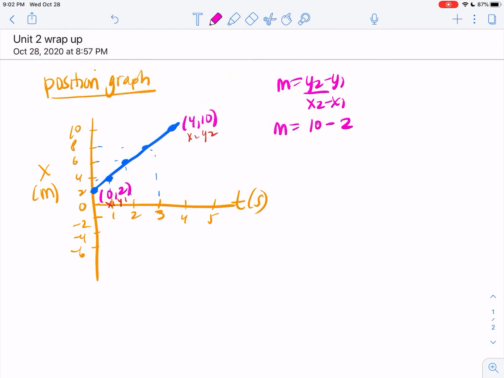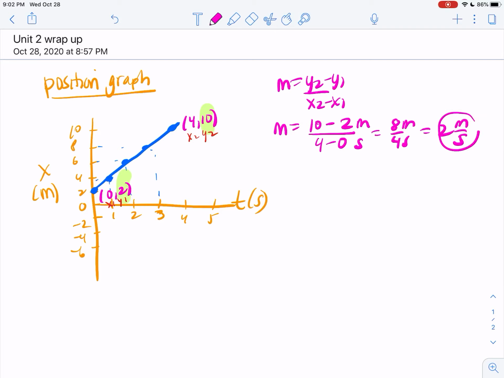So 10 minus 2, and that's meters, right? Because that's in the y direction. And then 4 minus 0 seconds. So 8 meters in 4 seconds is going to be a speed of 2 meters per second. You want to divide that out into a decimal. This one came out nice and clean, but it doesn't always.